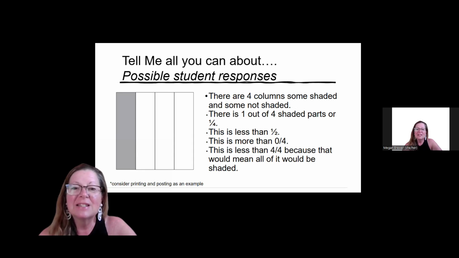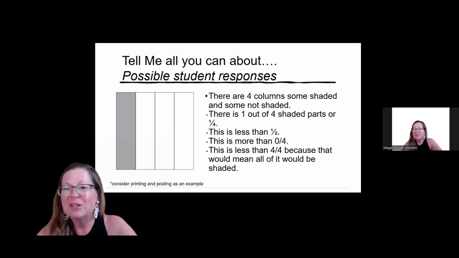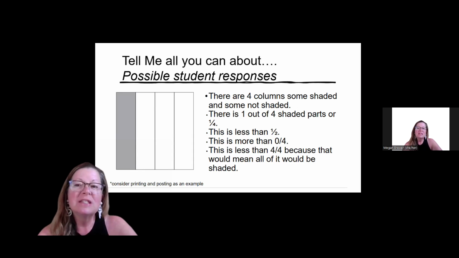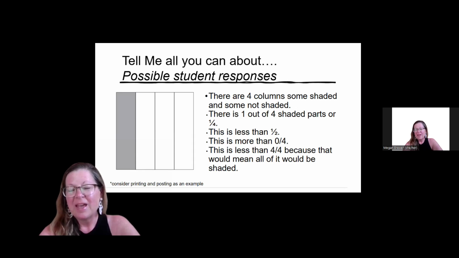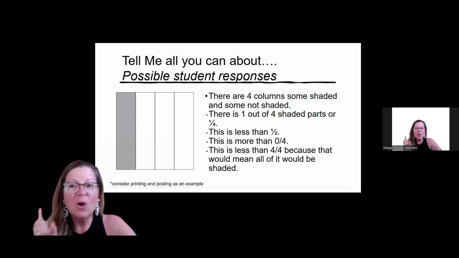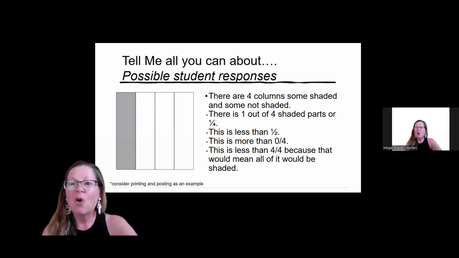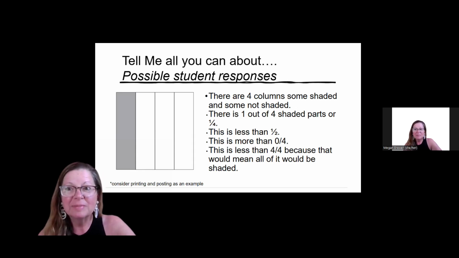This is less than half. And it's great if kids can tell you how they know that. This is more than 0/4. This is less than 4/4 because that would mean all of it would be shaded. And if you want to push students to tell you more, maybe they just say something like, this is less than half. You can say, tell me more. Or a talk move you can use is, who can add on to that thought?